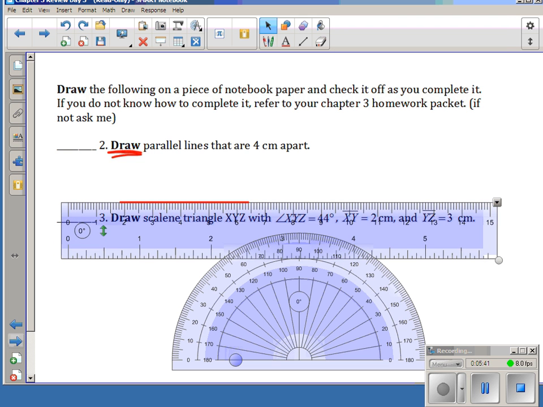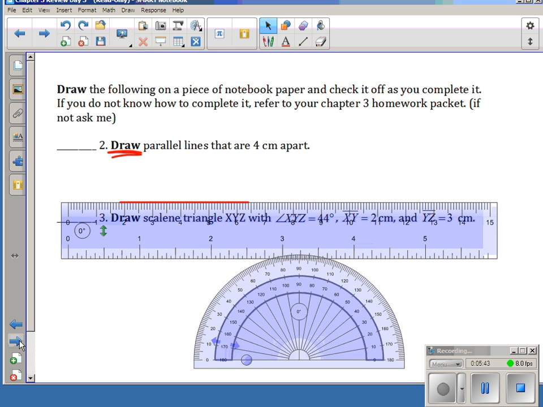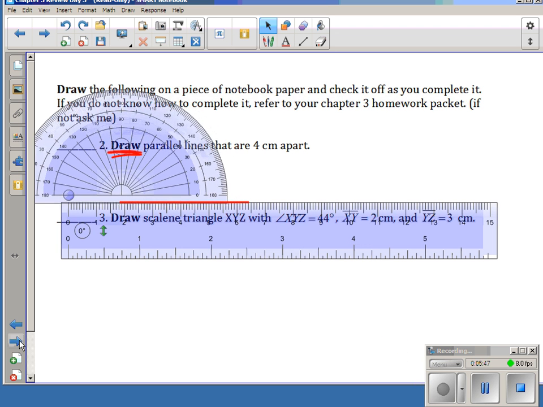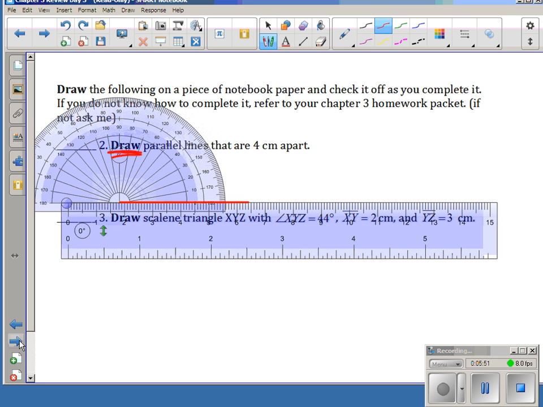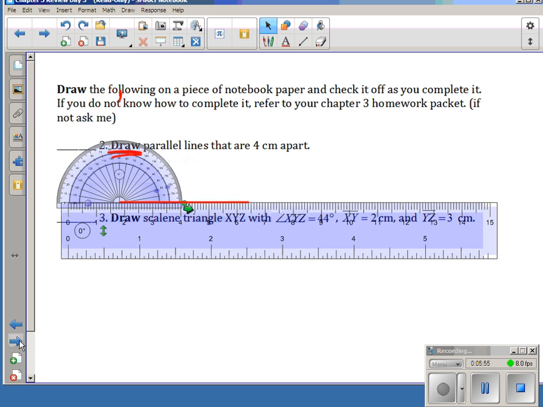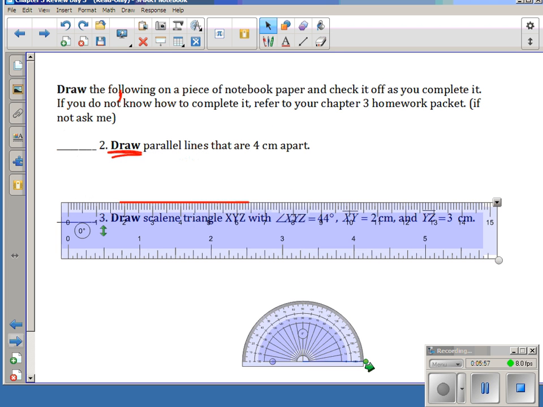So a lot of you are going to turn your ruler and go, oh, I got it. I'm just going to draw it in. Well, we need to ensure they're parallel. So I'm going to use my protractor to make a 90-degree angle. So I'm going to mark my 90 up there. Now I can take my ruler and turn it.